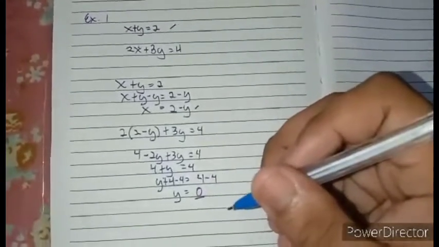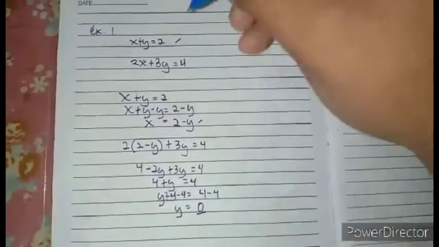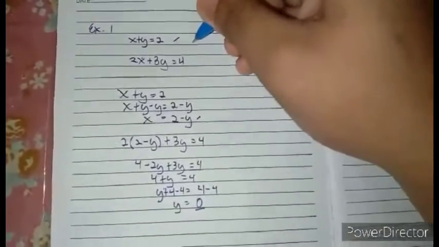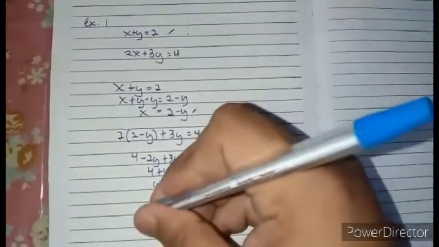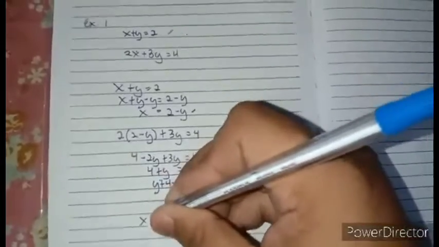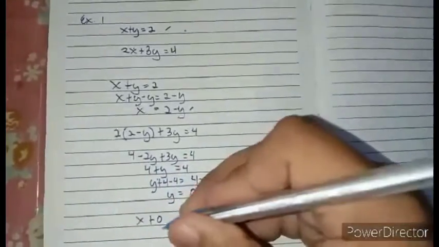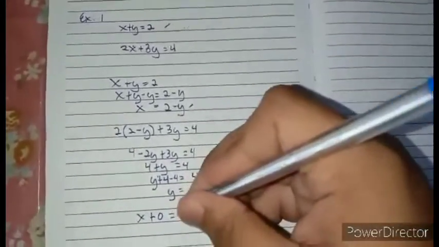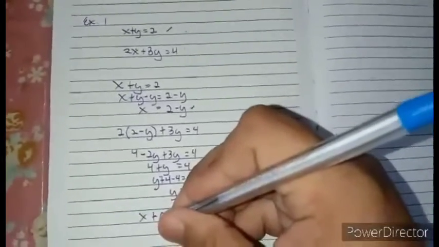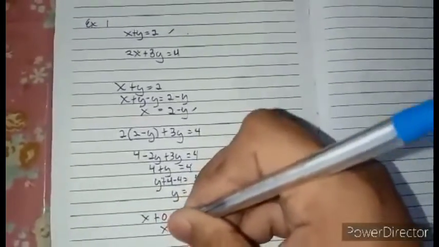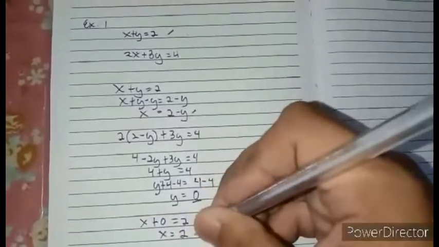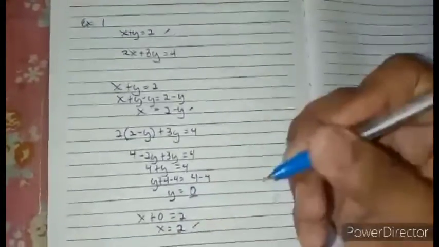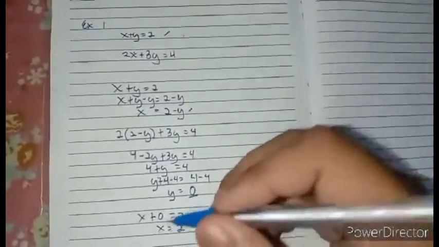So using the value of y, we now can solve the first equation. x plus 0, that is the value of y, equals 2. So x plus 0 is x, so x equals 2. That is the value of x in the two equations.